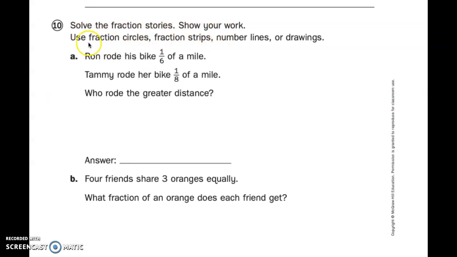Number 10 says, solve the fraction stories. Show your work. Use fraction circles, fraction strips, number lines, or drawings. Ron rode his bike 1/6 of a mile. Tammy rode her bike 1/8 of a mile. Who rode the greater distance? Think of all the different ways you know to show different fractions and which one's greater than, less than, or equal to. But who rode the greater distance? Have your answer right here.